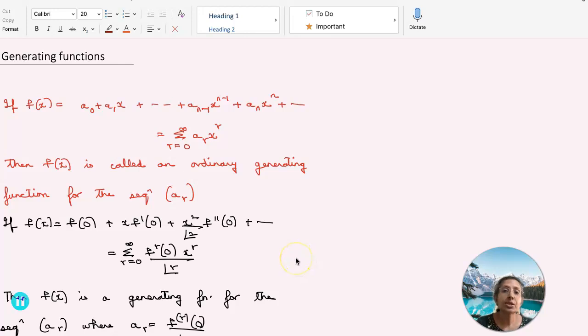So welcome to this session. Today we will be discussing generating functions, what generating functions are, and how to create simple generating functions for examples.